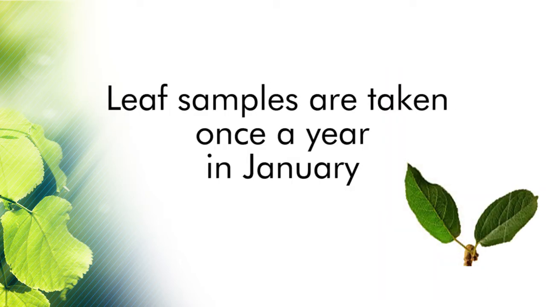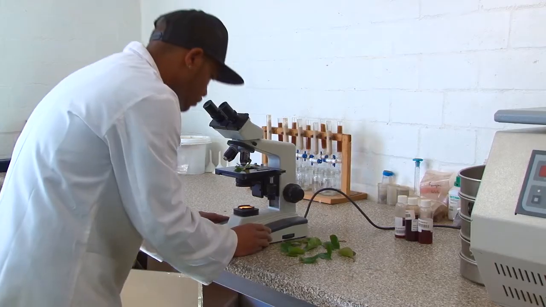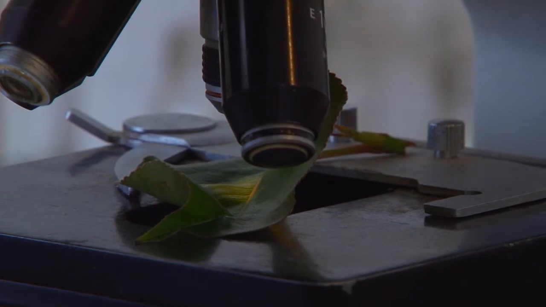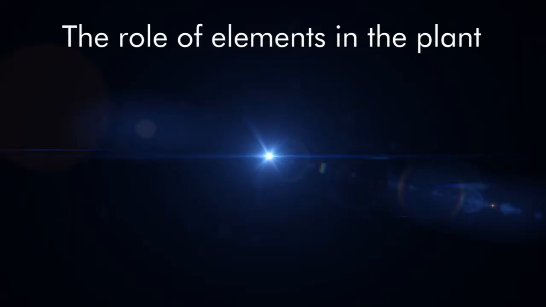Leaf samples are taken in January each year and tested in a lab to determine the amount of each element present in the tree. Once the analysis is back from the lab, the farmer will sit down with the soil scientist to decide which elements he needs to add to the ground. The goal is to have a balance between the elements in the soil. Each element has a role in the plant.